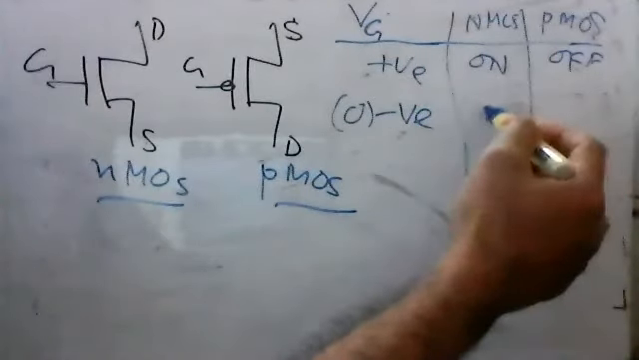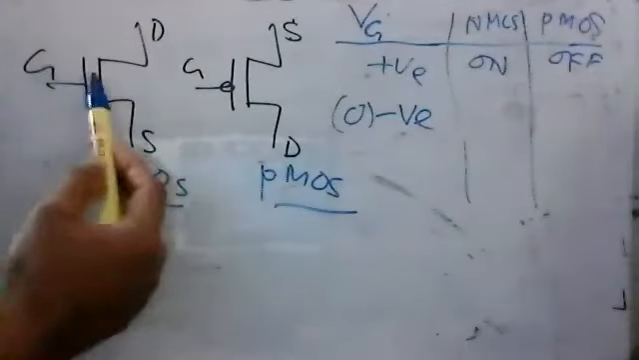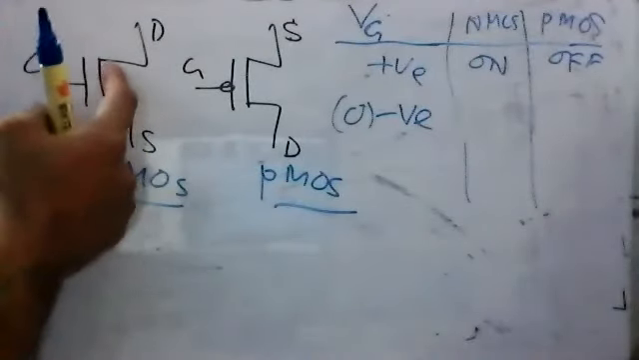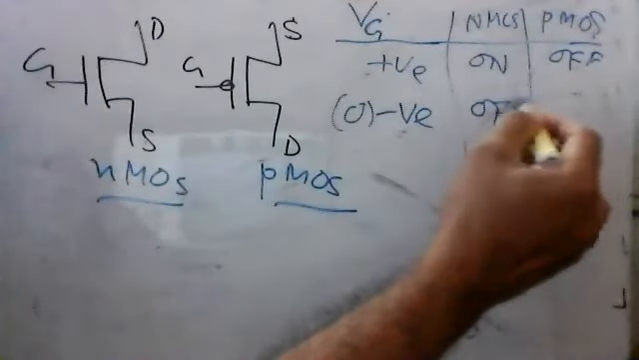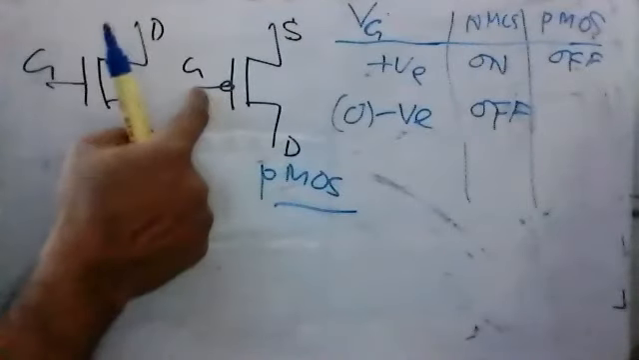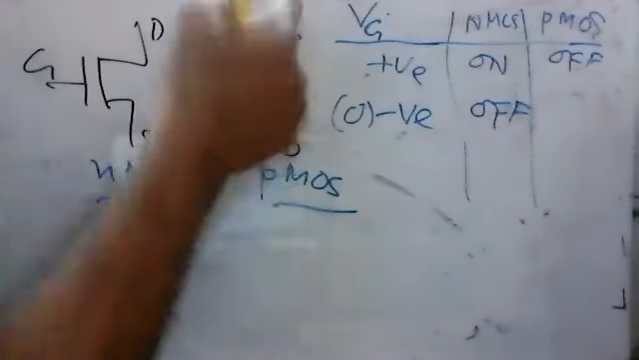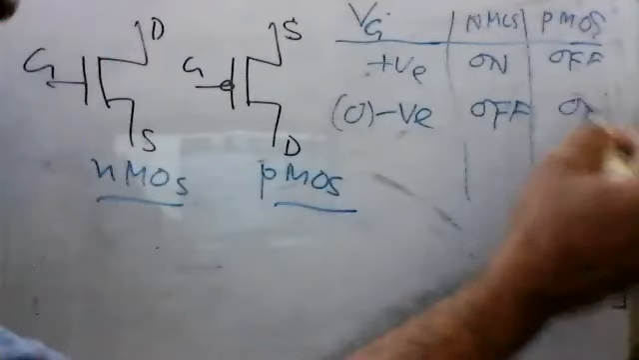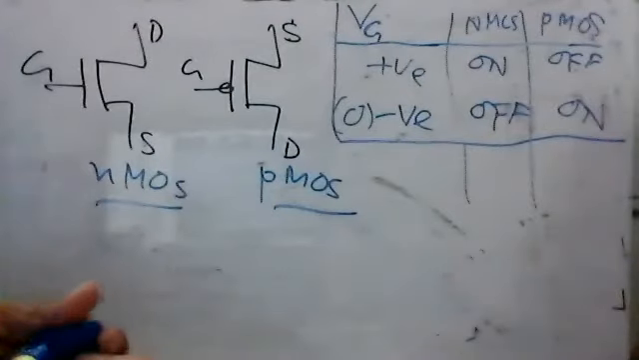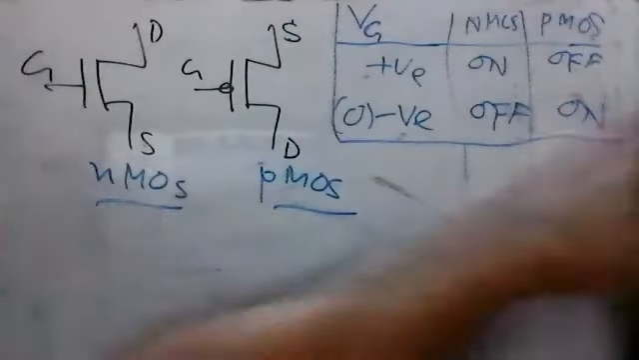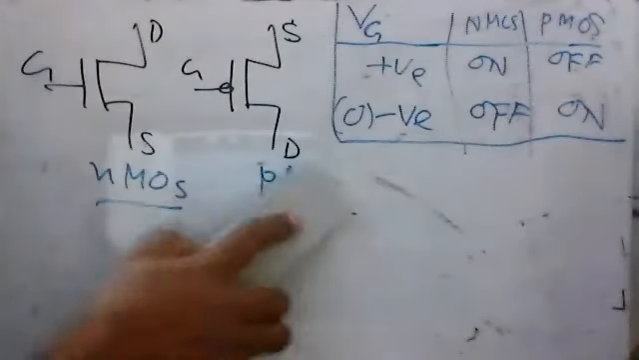If we put a negative voltage here, there will be no channel here. No channel means no current flow. So that means this one will be off. And for the PMOS, we already know that when we apply a negative voltage here, then there will be a channel here, and the current will flow. That means this one is on. So this is the summary, right? This is gate voltage only, and the gate voltage is the main one, a dominating factor.